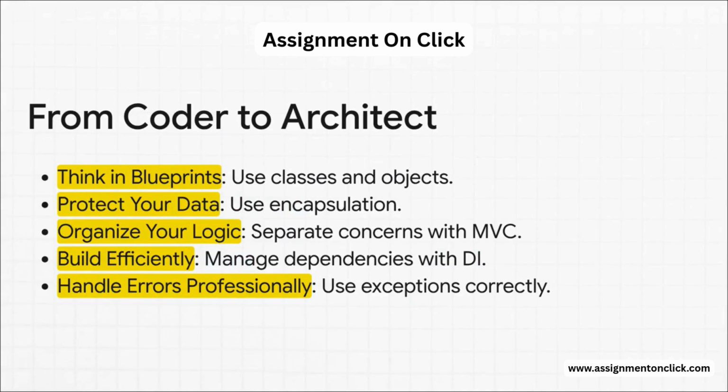So let's bring it all home. When you master these 5 principles, you stop just writing lines of code and you start architecting applications. You're building systems that are modular, secure, organized, efficient, and robust. This, right here, is the path from just being a coder to becoming a true software architect.